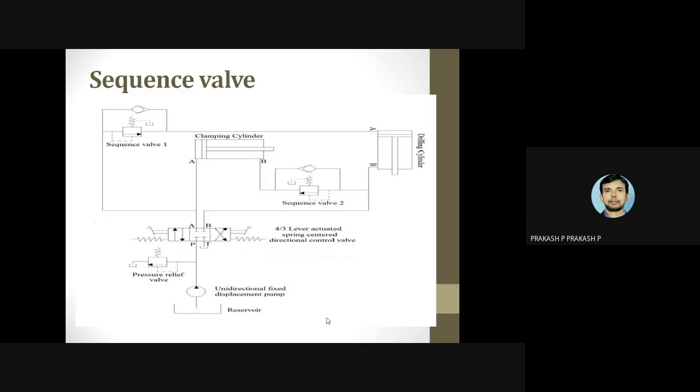For extension, check valve 1 will not allow the fluid flow for extension of the drilling cylinder. Similarly, for retraction, the check valve will not allow flow for retraction of the clamping cylinder. So it allows only sequence valve 2. So this is the major difference between extension and retraction of the cylinder.